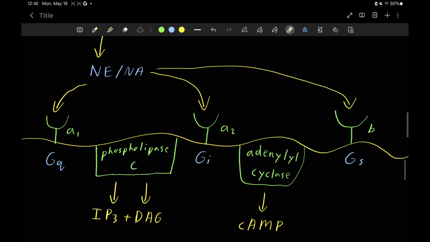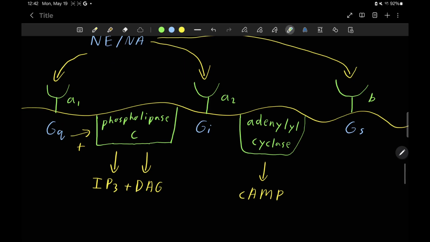But as you can see, your alpha 1 receptors, these are GPCRs that are linked to GQ proteins. So when norepinephrine goes and binds to your alpha 1 receptors, it activates GQ proteins. And GQ proteins, when they're activated, they go and activate an enzyme called phospholipase C. They increase phospholipase C activity, and phospholipase C produces messenger molecules IP3 and DAG. And these second messengers, IP3 and DAG, can go off and do various responses inside the cell.